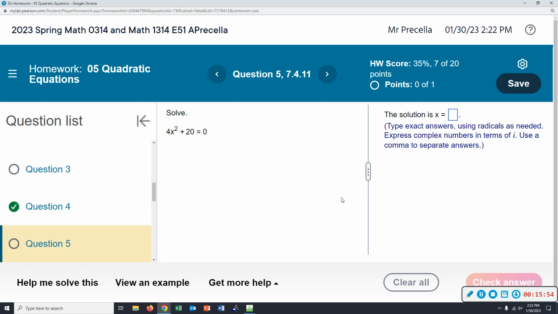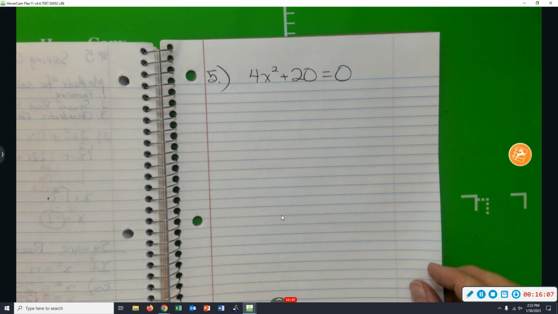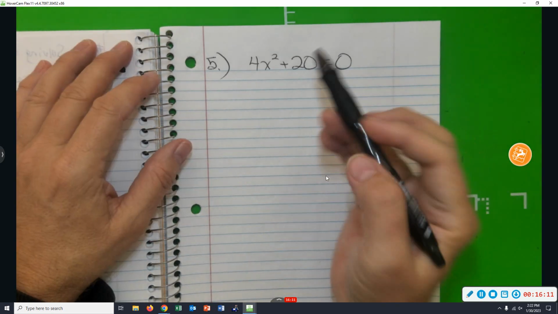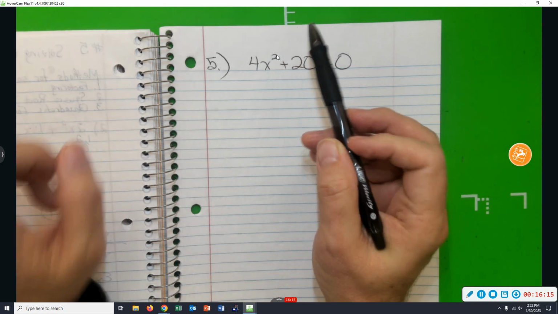4x squared is an x squared. 4x squared plus 20 equals 0. Okay. What are we going to do? Okay, first of all, so we're trying to get, what's the base of that square? What's being squared here? Just the x.